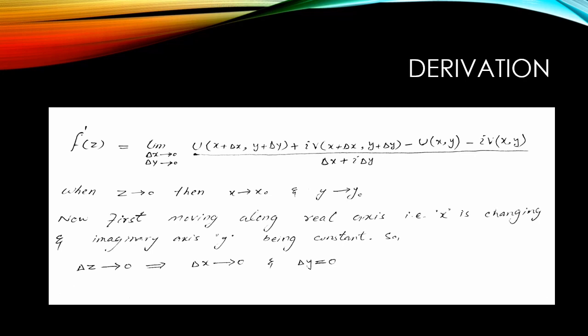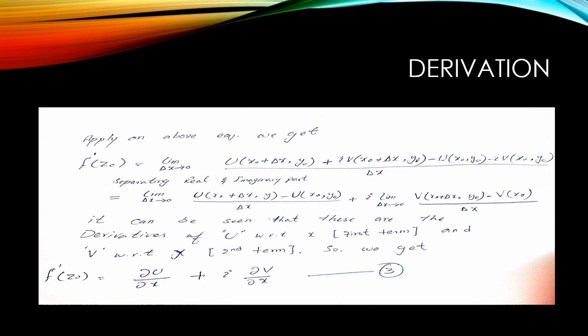Now we first move along the real axis, where x is changing and the imaginary axis y is constant. It means that we are just considering the real part and ignoring the imaginary part. So the equation will become: as del z approaches 0, del x approaches 0, whereas del y is equal to 0. We have substituted del y equal to 0 in the equation wherever del y is available.